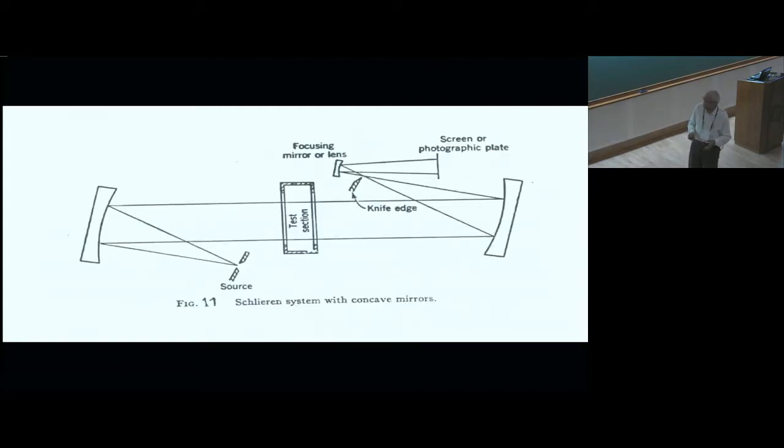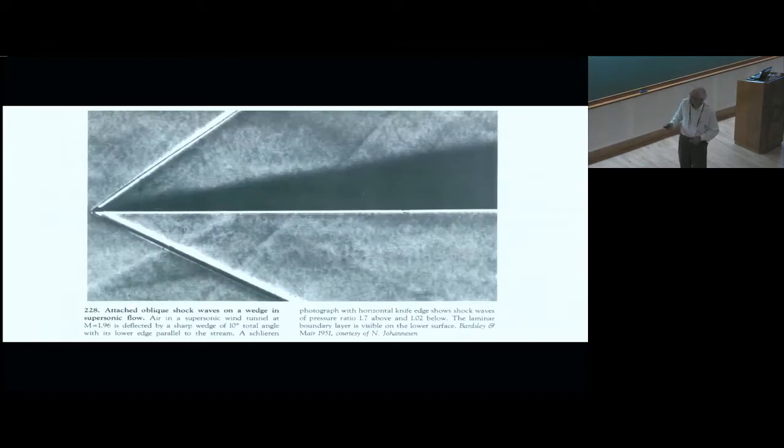Because large lenses are expensive, typically Schlieren systems are used with reflective mirrors. And this is an example of a Schlieren picture of a shock wave. And you can see that, of course, in a shock wave you get very steep gradients in density, and then you can capture all these images quite well.